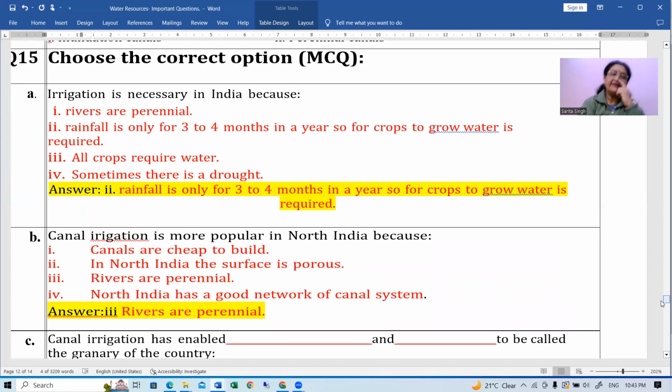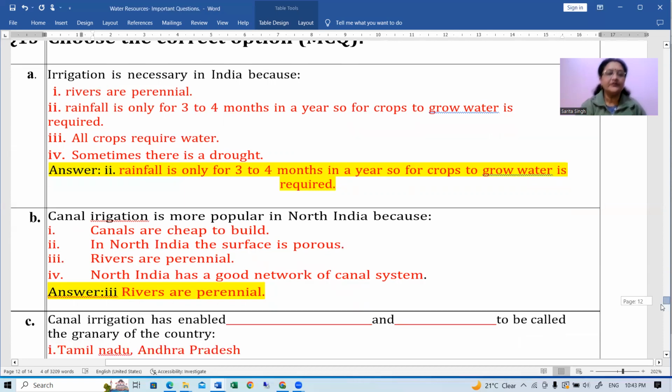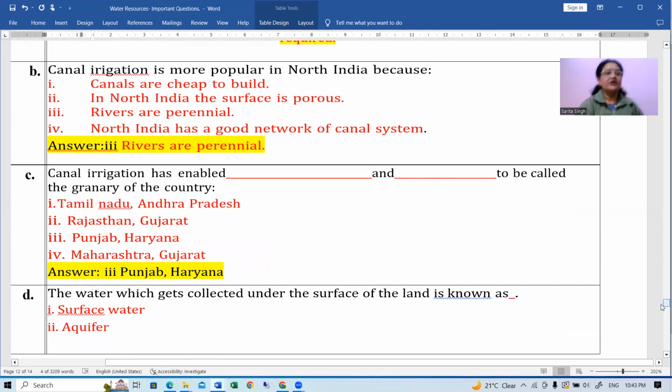Number one, irrigation is necessary in India because rivers are perennial. Number two, rainfall is only for 3 to 4 months. Number three, all crops require water. And number four, sometimes there is a drought. The answer is number two: rainfall is only for 3 to 4 months in a year. So for crops to grow, water is required. This is the correct answer.